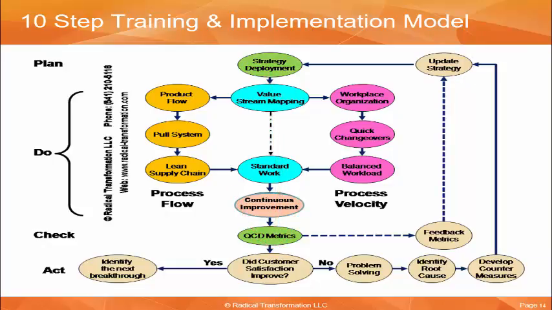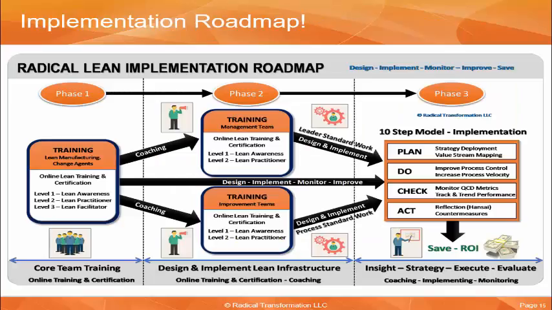So this is really a comprehensive look at how the 10 steps all fit together within the training and implementation model. And that brings us back to the implementation roadmap again. So the Radical Lean Implementation Roadmap has 3 phases: training of the change agents, training of the management team and the improvement teams, and then they all work together to develop and implement the system to support the 10-step model. First phase is about core team training. We use the online training and certification program for that, which is available through Radical Transformation.